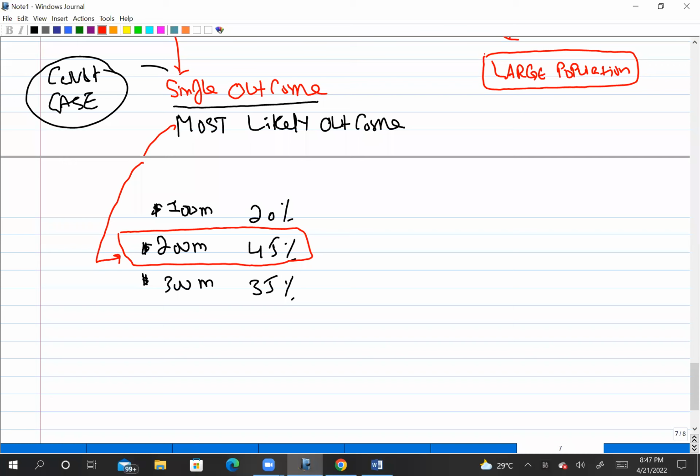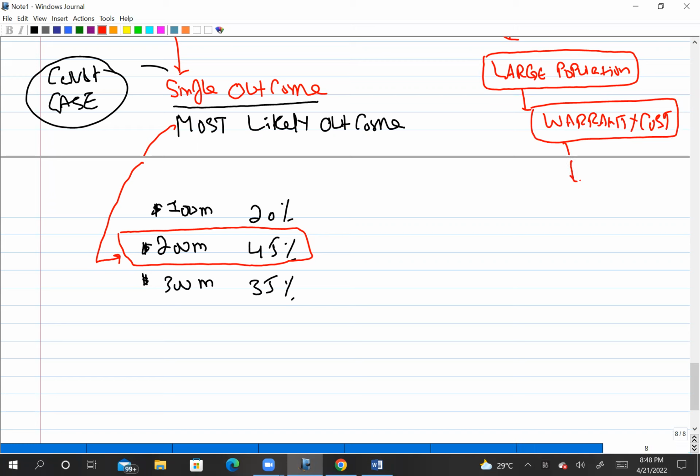A large population means a large number of outcomes are involved. The example is warranty cost. Warranty cost is an example where a large population is involved, and here we measure the value using the expected value method.